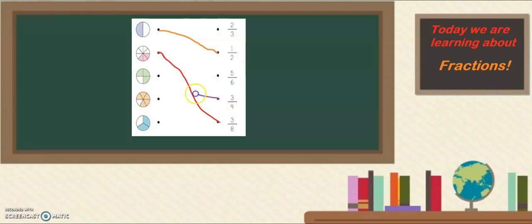So we're going to match. We've got 1, 2, 3, 4, 5, 6 pieces here. And again, pause if I'm going too fast, and you want to do this. 6. And how many are colored? 1, 2, 3, 4, 5 out of 6. So we're going to find that, and we're going to match.